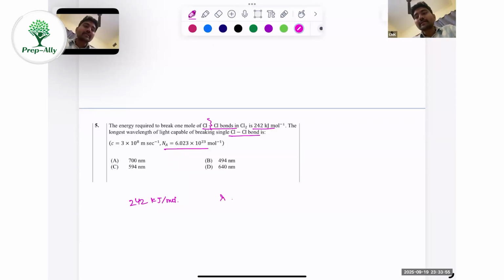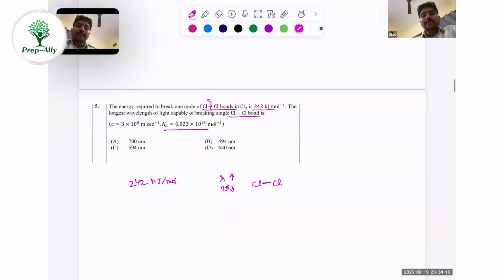Longest wavelength means shortest frequency. Shortest frequency, longest wavelength means least energy. How much energy is required to break the chlorine-chlorine bond? How much least energy is required?